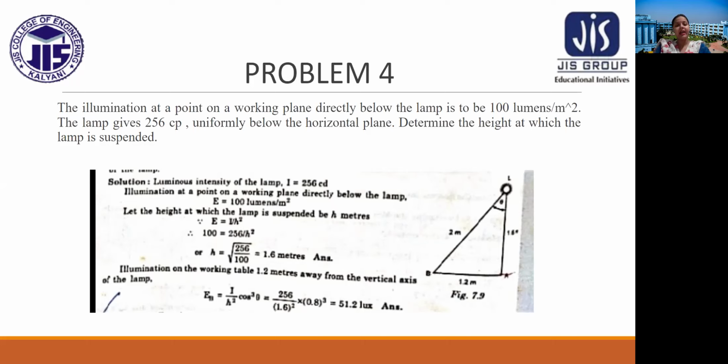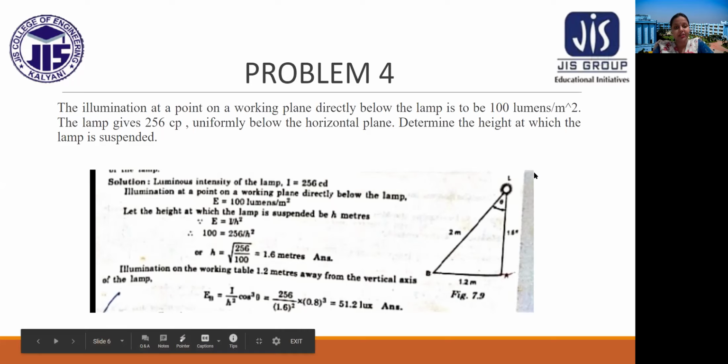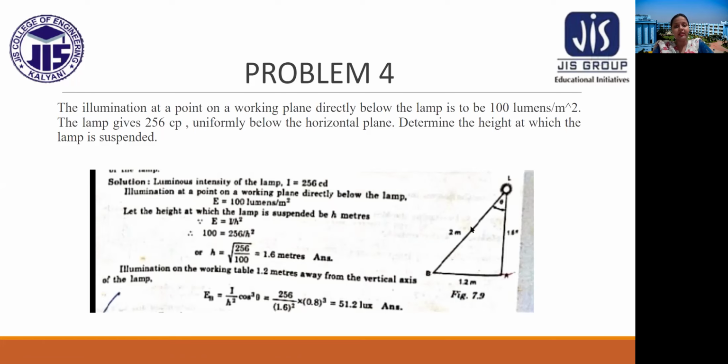So the height is not mentioned over there. We have to calculate the height. So let the height be 8 meter. So we are considering this height as 8 meter. So we know E equals I by H square, since directly below the lamp illumination is given as 100. So 100 equal to I by H square. Now I is 256. So from there we can find the height, 8.